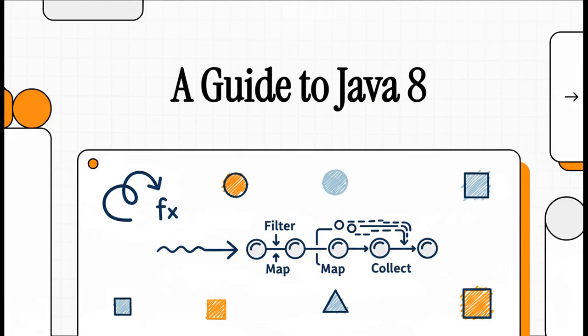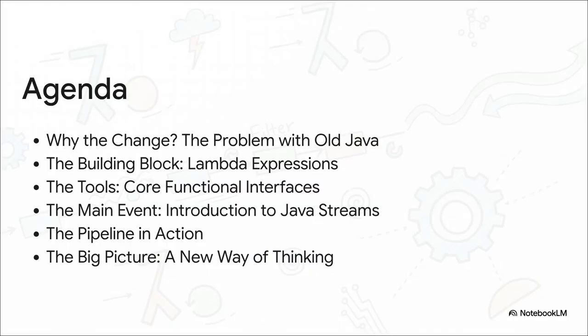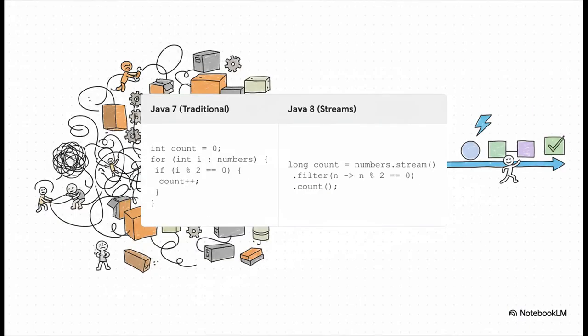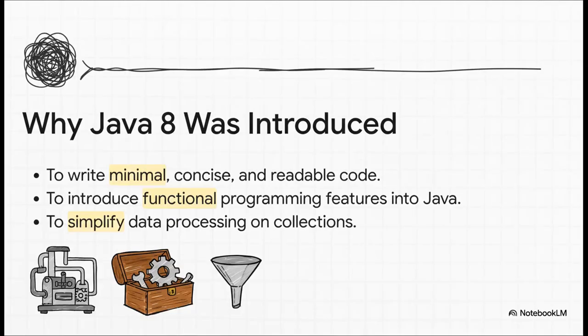All right, let's talk Java 8. We're going to break down the features that completely changed how we write Java code. So we'll see why Java had to evolve, then get into lambdas, functional interfaces, and finally Java streams. Just look at the difference. Before, you had all these lines of code. Now, a single, clean statement. So why the change? It was all about cutting the boilerplate and bringing in some slick functional programming features.